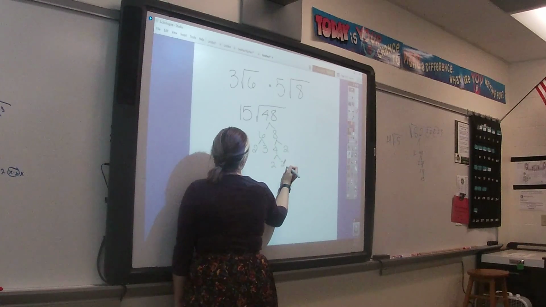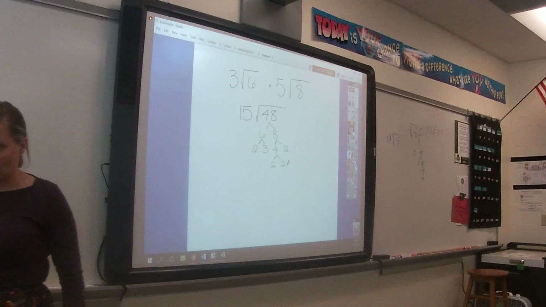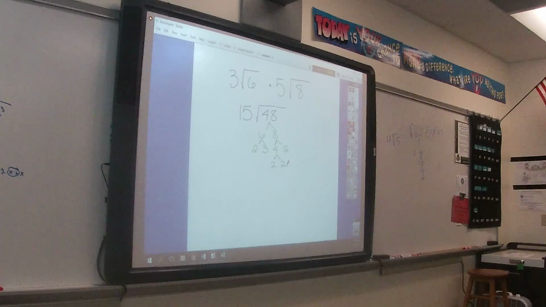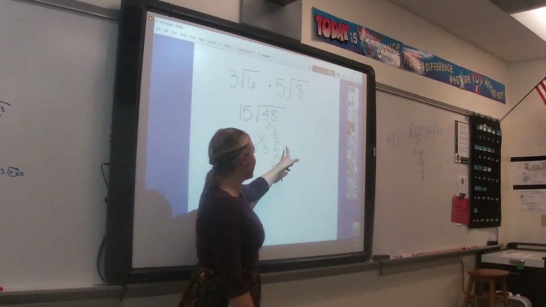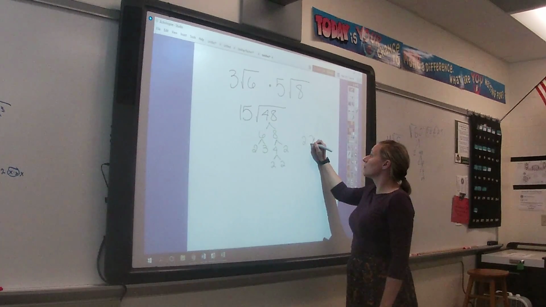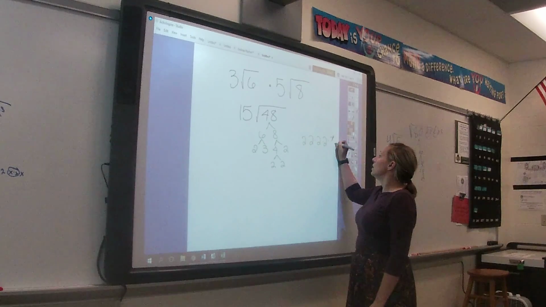So hopefully we can prime factor. Okay, that's something we've been doing since we started factoring. That's something that was a standard in middle school. It's something we should be able to do. Right, so we have 1, 2, 3, 4 2's. And a 3.